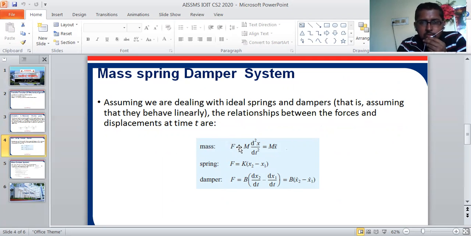F equals, as we normally know, m into a, that is mass into acceleration. So m d²x/dt², which can also be represented as m x double dot. Similarly, force is related to the spring: F equals K, the stiffness constant, times (x2 minus x1). Depending on that, the force applied to the spring gives this relationship. Similarly for the damper, F equals B times (dx2/dt minus dx1/dt).